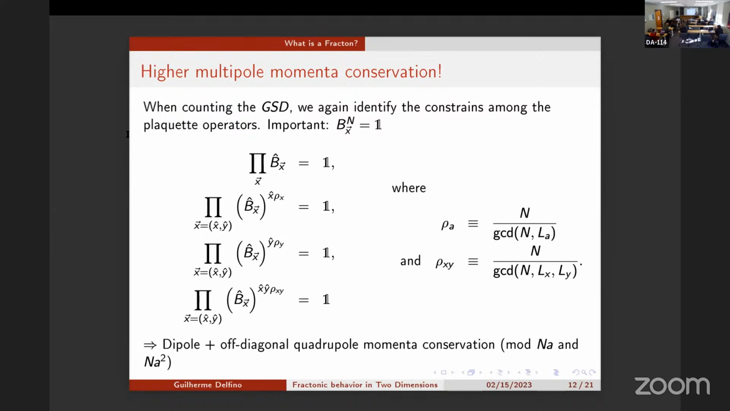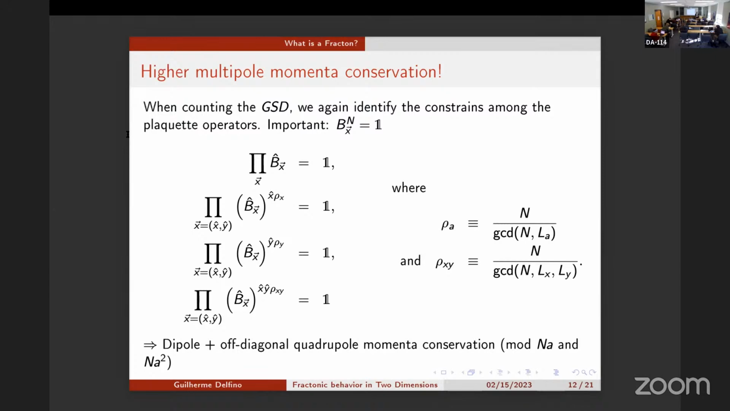If we think of these constraints as conservation laws, we can think of these as dipole conservations. And this is the off-diagonal component of the quadrupole moment. So we can think of this as a system that conserves not only charge, but also dipole and quadrupole. So maybe there is still hope that we can get some fractonic physics here.